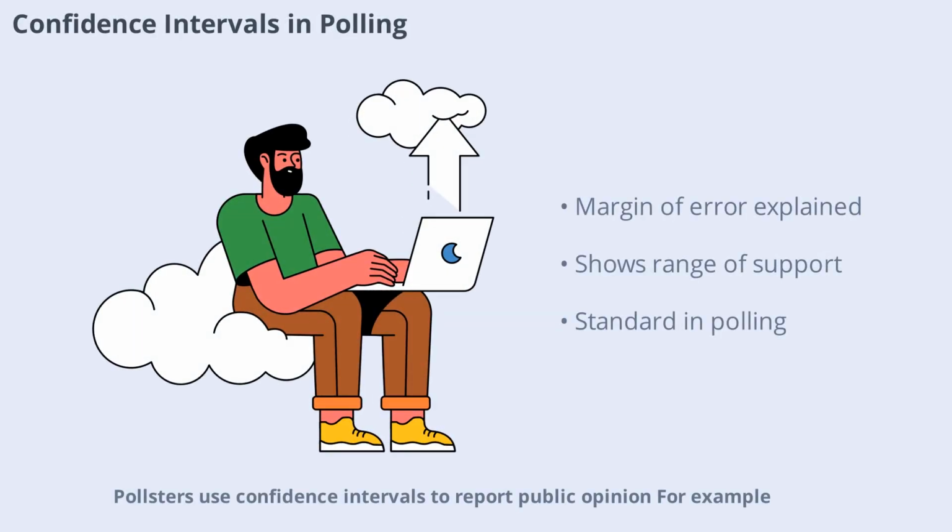Pollsters use confidence intervals to report public opinion. For example, a poll might say that 52% of people support a candidate, with a margin of error of plus or minus 3%. This margin is based on a confidence interval, showing the range where the true support likely falls. It's a standard way to communicate uncertainty in survey results and helps the public interpret the findings.